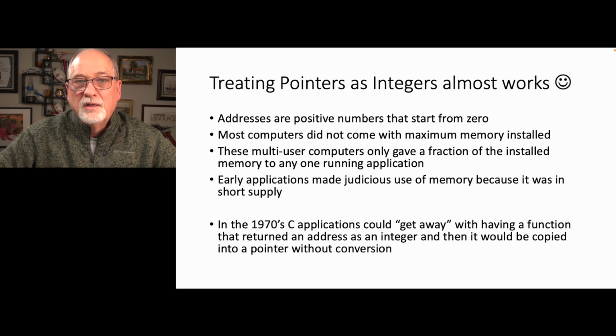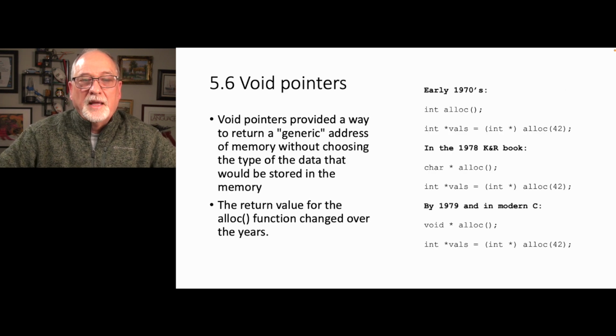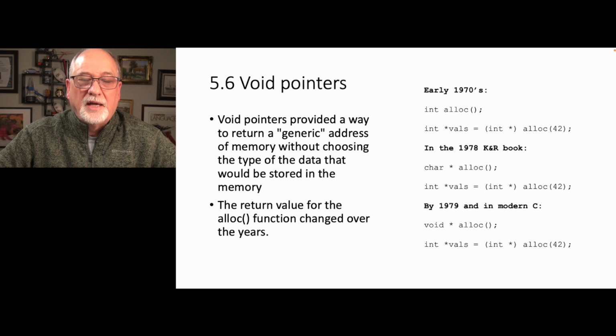So in the early 70s, applications could get away with having a function that returned an address, return it as an integer, and then copy it into a pointer without conversion. And so by like the early 80s, the notion of a void pointer gave us a way to have a generic address, that is a pointer to something we don't know what type it is. Because all addresses are addresses, but what they point to is different.